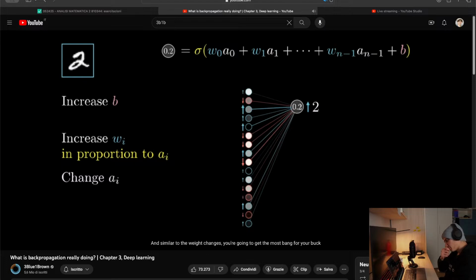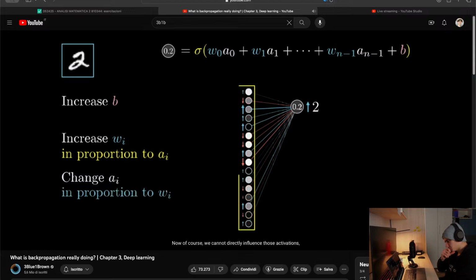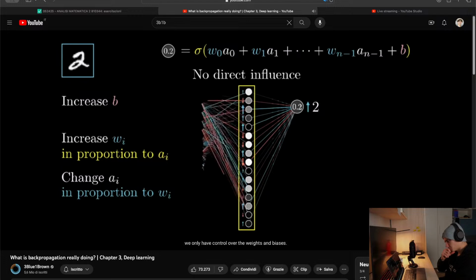And similar to the weight changes, you're going to get the most bang for your buck by seeking changes that are proportional to the size of the corresponding weights. Now, of course, we cannot directly influence those activations. We only have control over the weights and biases.